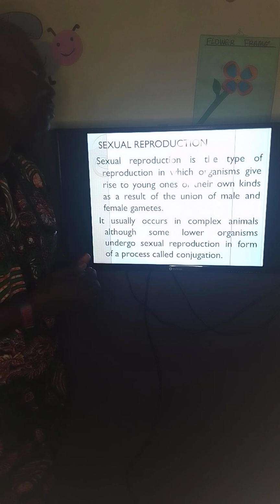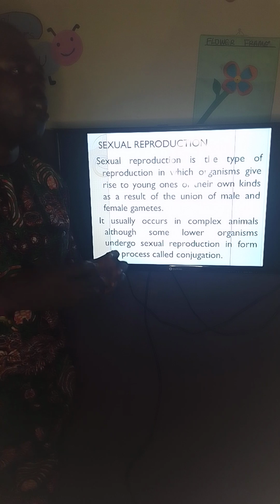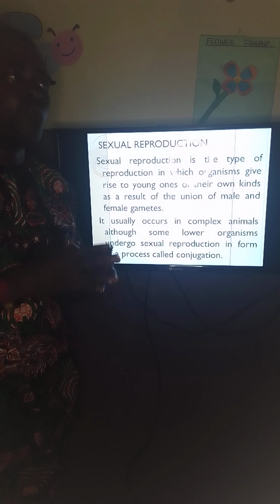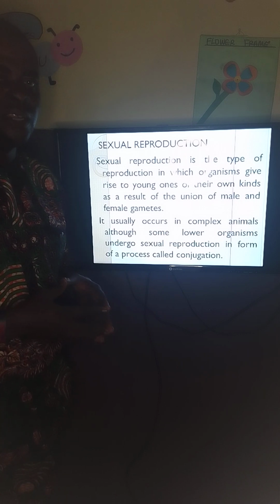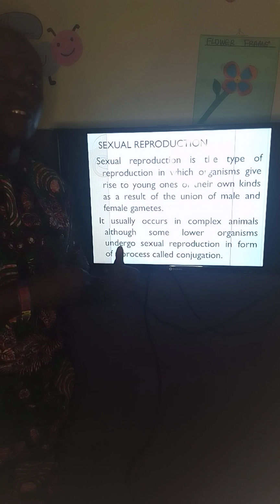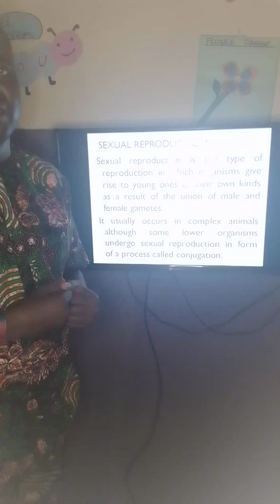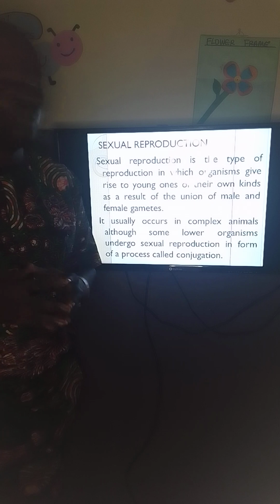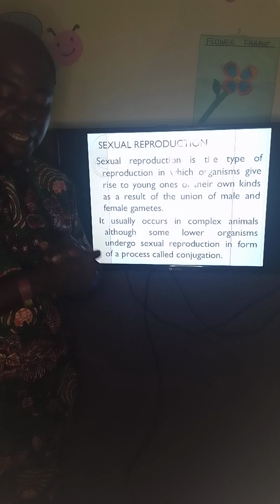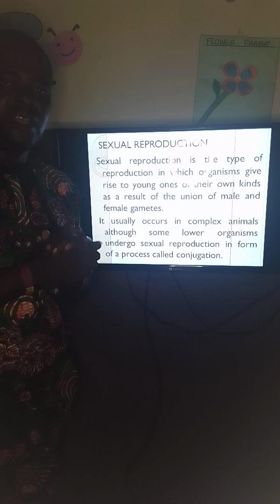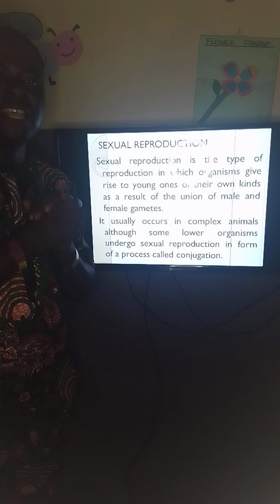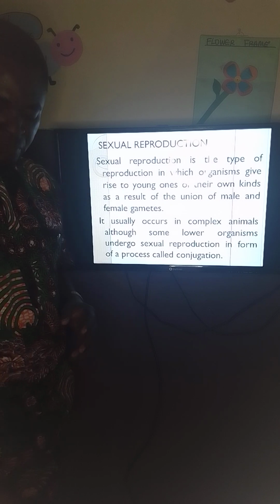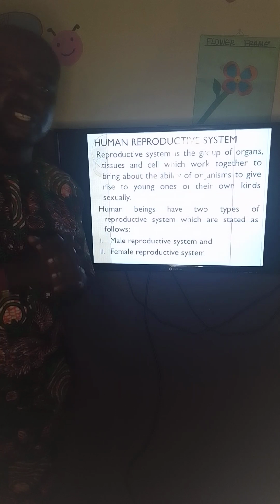Now, sexual reproduction is a type of reproduction in which an organism produces young ones of its own kind due to the union of male and female gametes, telling you that two parents will be involved. And don't forget, there will be genetic recombination of the genes of both parents, and the offspring will be totally different from either of the two parents and from one another. So that is sexual reproduction. In lower organisms, sexual reproduction is called conjugation, in which the gamete is formed when the cell content of the organism breaks down.